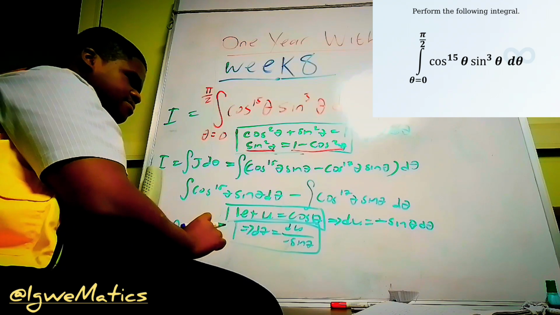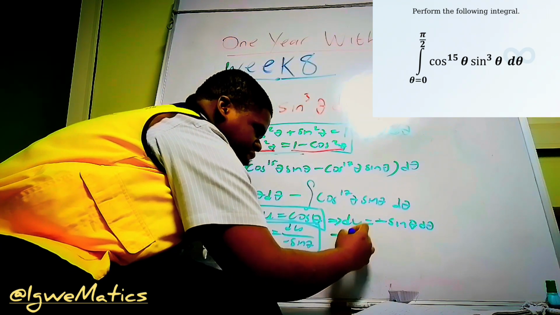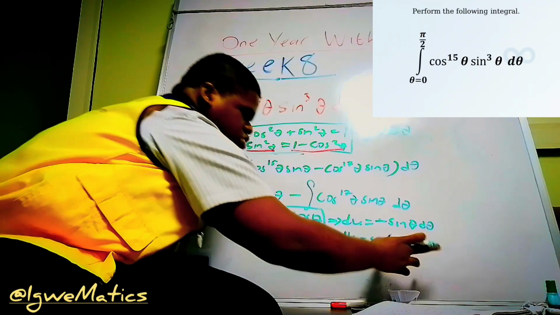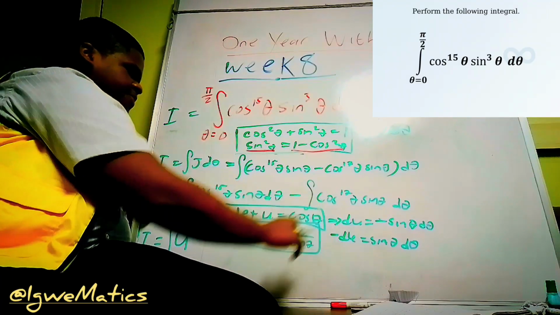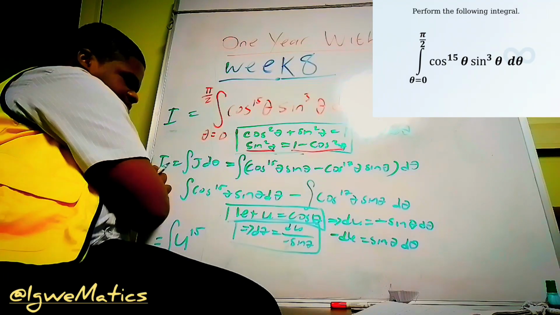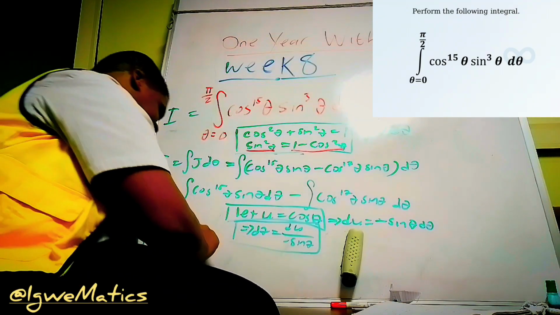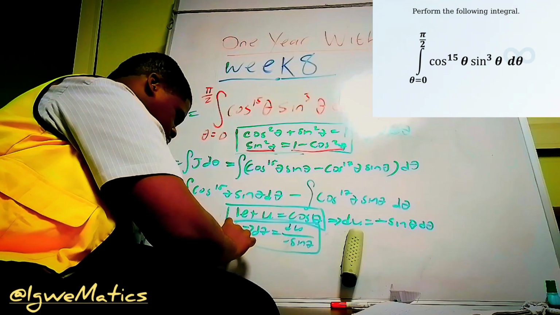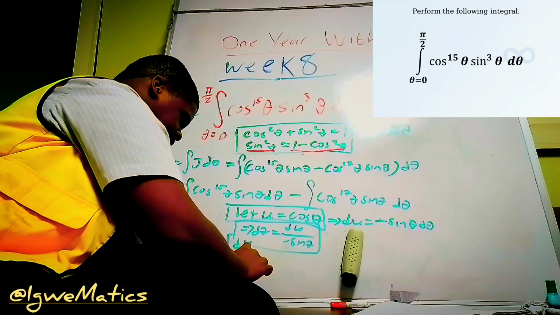Sin theta d theta. Okay, so that would have been easier if I just said let minus du equal sin theta d theta. That would be easier because I can just substitute minus du here. But since I followed this part, I'm not going to continue with it. So we have sin theta here, and d theta is equal to what? d theta is equal to du divided by minus sin theta.